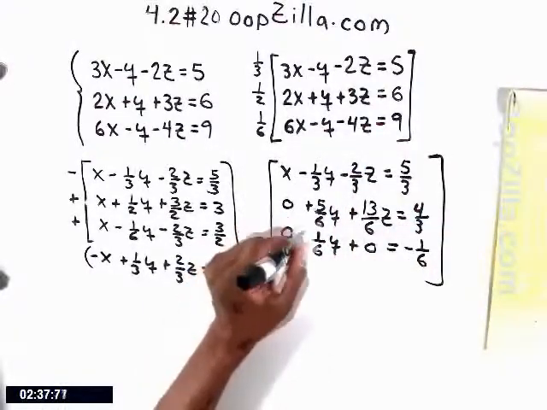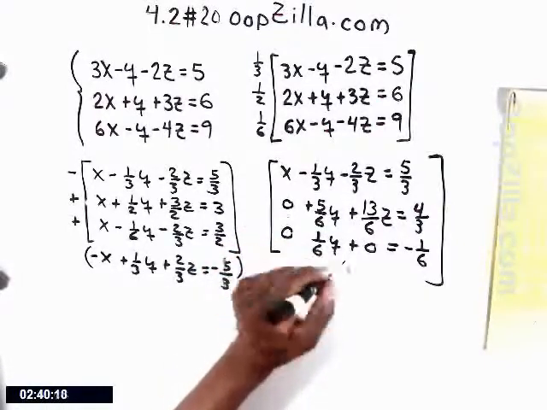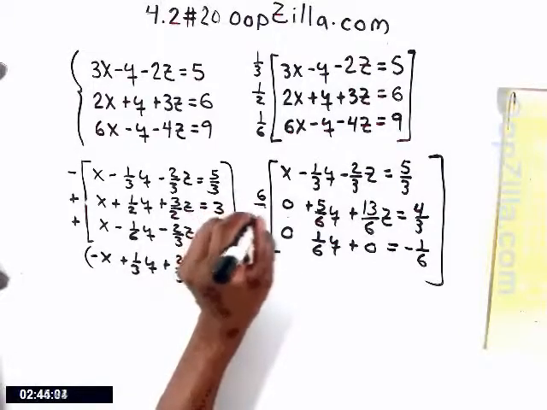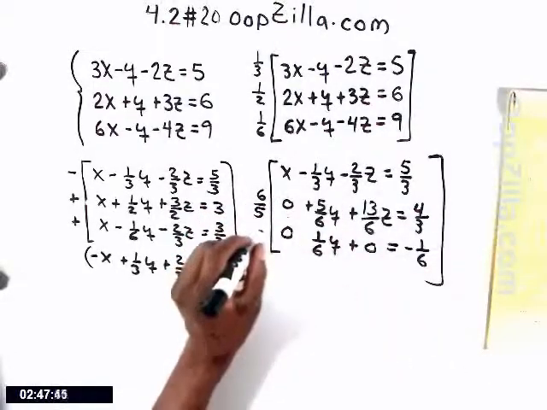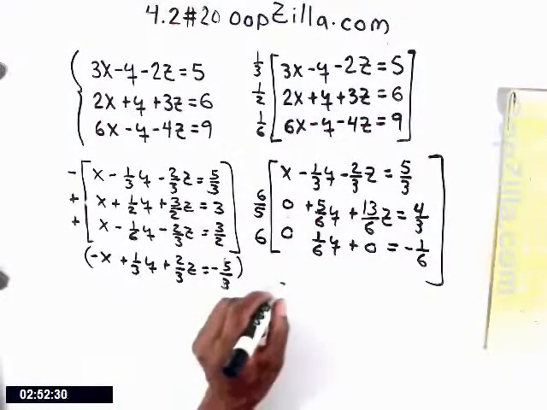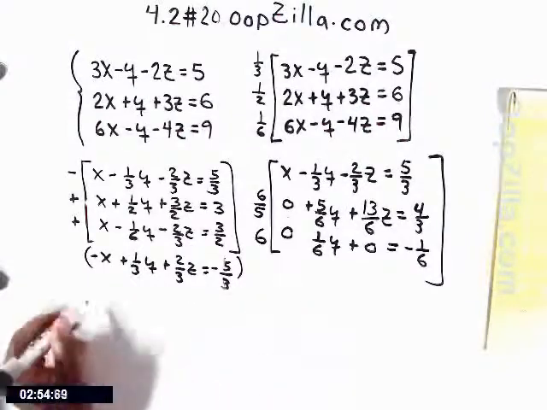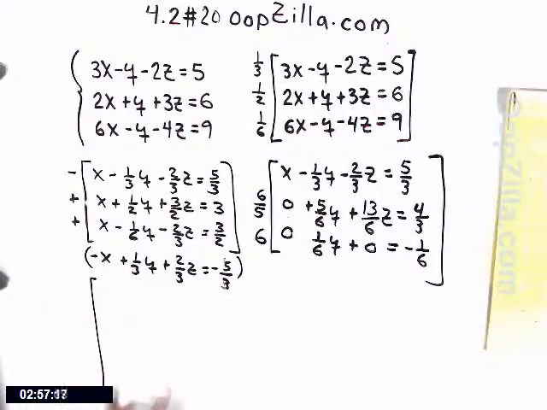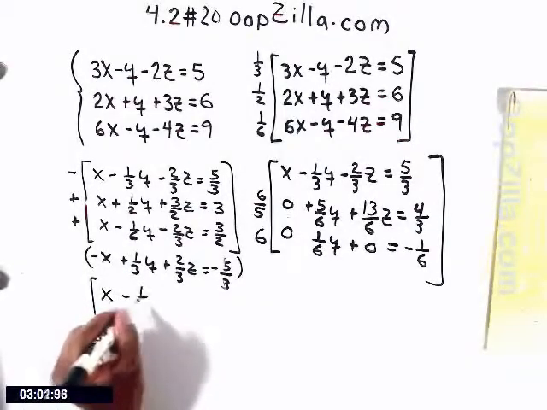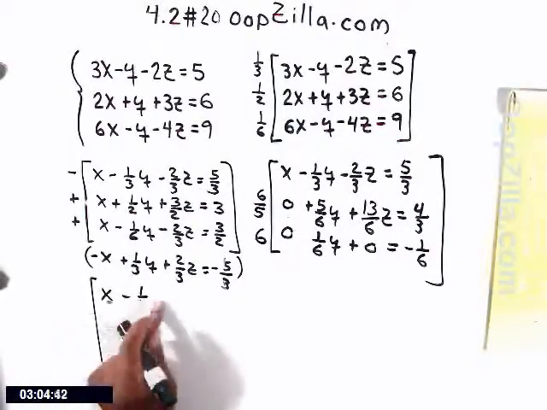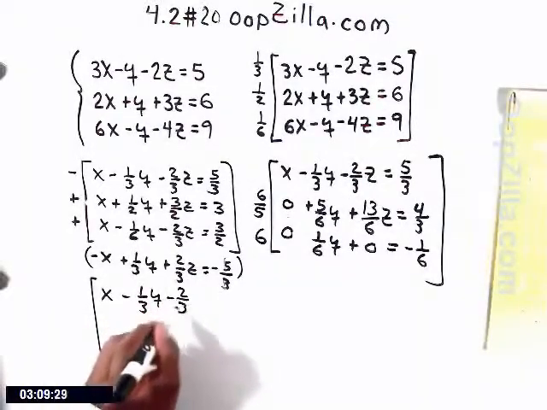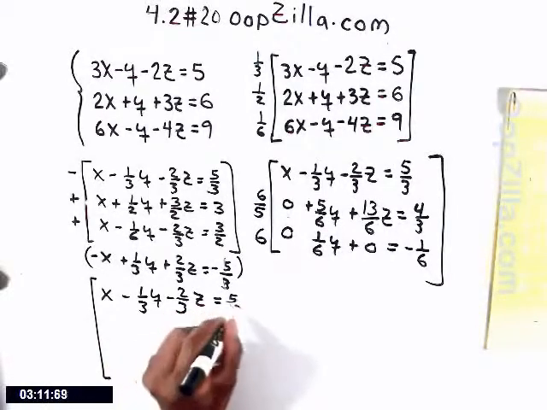Now I want to get these guys to become 1 so I can get this guy to pass through to 0. So now let's go ahead and multiply this whole row times a 6/5, and this row times a 6. So when I do it, let's put the answer over here so I can work in this direction. Now I'm going to take the original and write it down: x minus 1/3 y minus 2/3 z equaling 5/3.